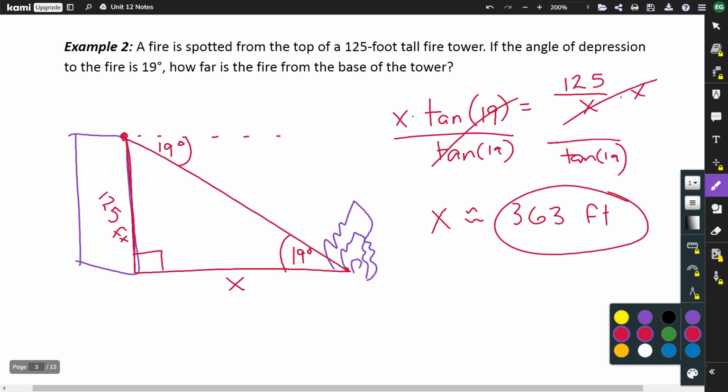Okay, so that is it for this video. Just a nice quick review over the geometry stuff that you've learned in the past with trigonometry. So this is where we're starting the unit, but we are going to go beyond what you already know about trigonometry. This is just the very beginning of it.